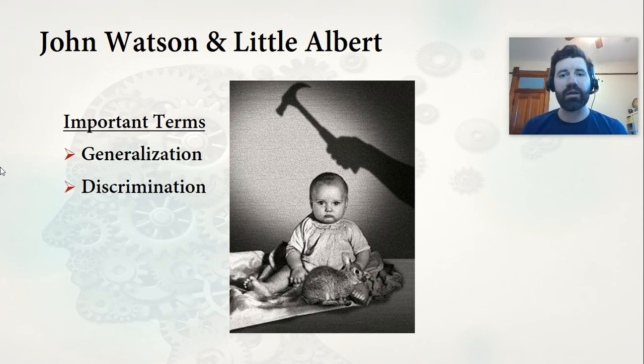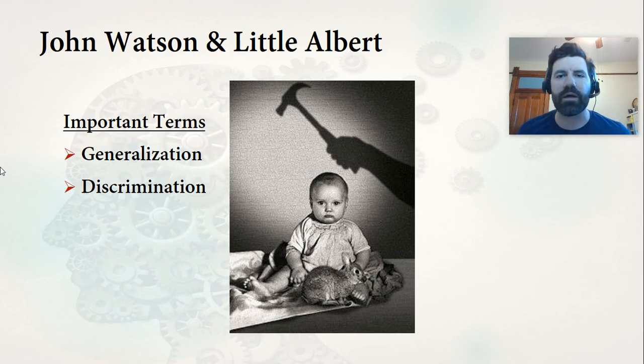Then Watson paired the unconditioned stimulus, that loud sound, with the conditioned stimulus of the white rat. And then over time, he'd give Albert the white rat, make the loud sound, give Albert the white rat, make the loud sound. Over time, what would happen was that white rat now became something that Albert feared. The white rat was the conditioned stimulus, fear was the conditioned response. And this taught us a few things about classical conditioning that we hadn't really thought about with Pavlov.